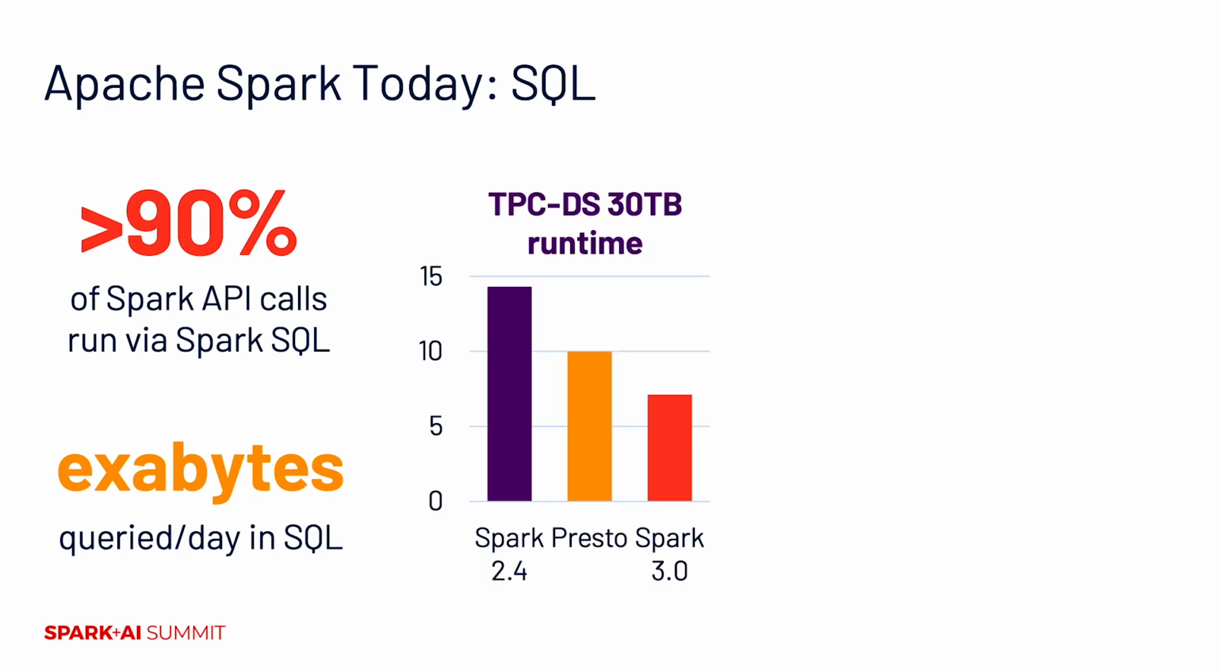So for example, this plot here shows the improvement in performance on the TPC-DS benchmark, the leading benchmark for data warehousing workloads. And you can see with Spark 3.0, Spark is now running 2 times faster than the previous version, and also about 1.5 times faster than Presto, a very highly regarded SQL engine for large-scale data sets.